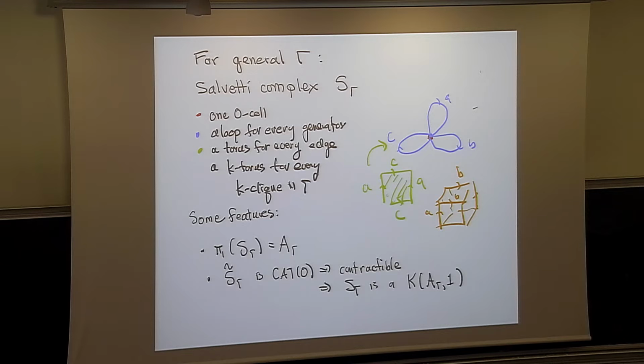And it's got some basic features. First of all, you look at the loops and the squares, and what you get is a presentation complex for the group. You get a space whose fundamental group is A gamma.